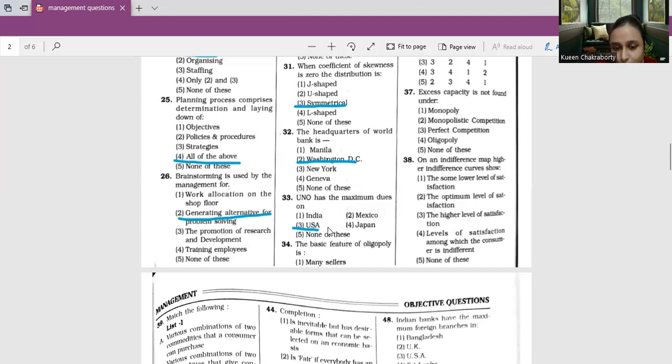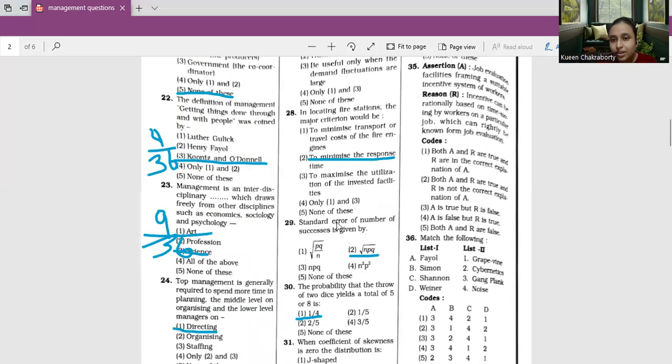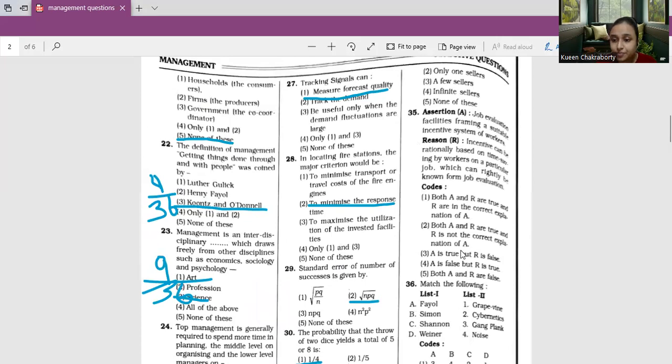Next, moving on to question number 34. The basic feature of oligopoly is many sellers, only one seller, a few sellers, infinite sellers, or none of these, right?